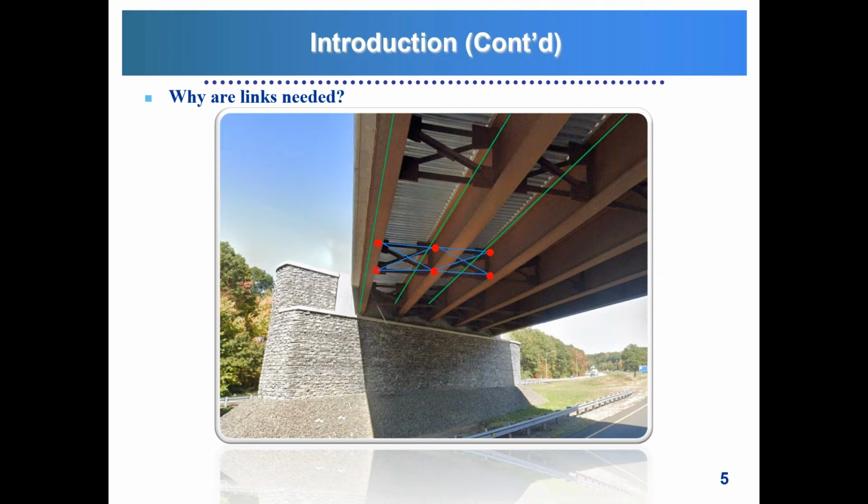In reality, physically, we have a connection plate and we have a web that is connecting the cross-frame to the girder. At this point, the software just doesn't know that. So that's why we have to tell the software that these are connected. These are physically connected, and that's what we need links for.